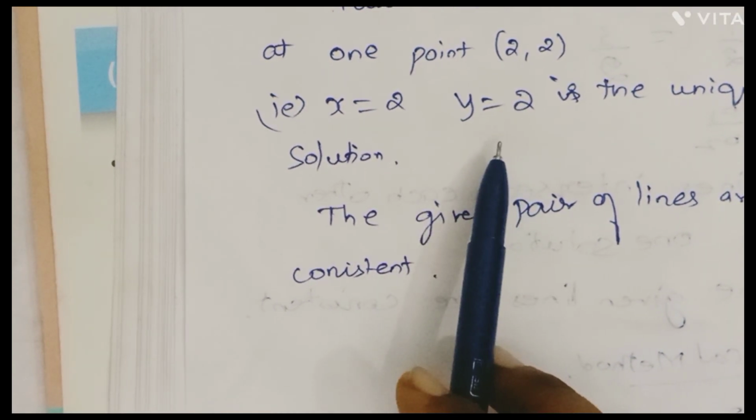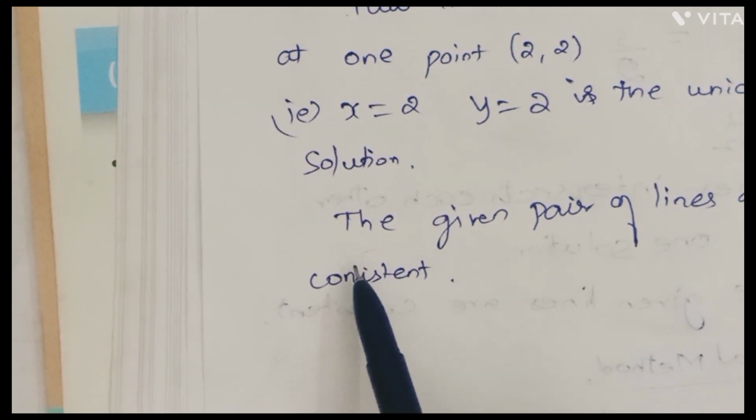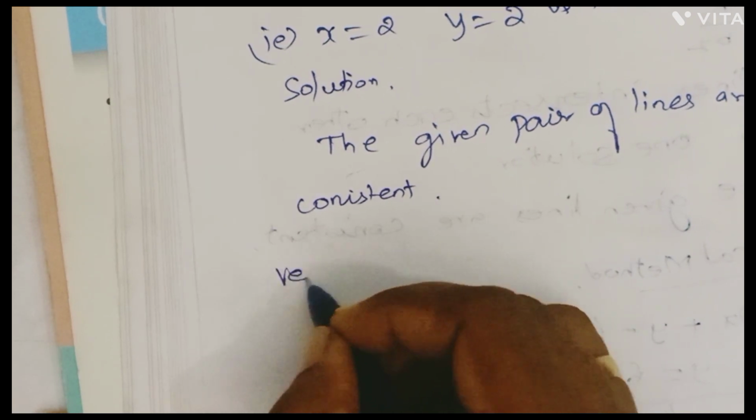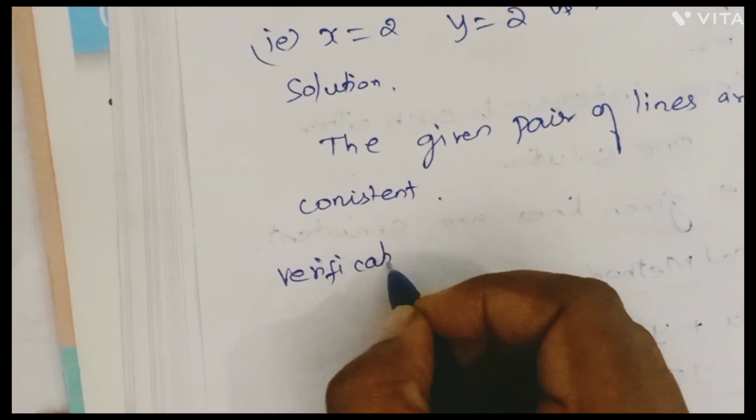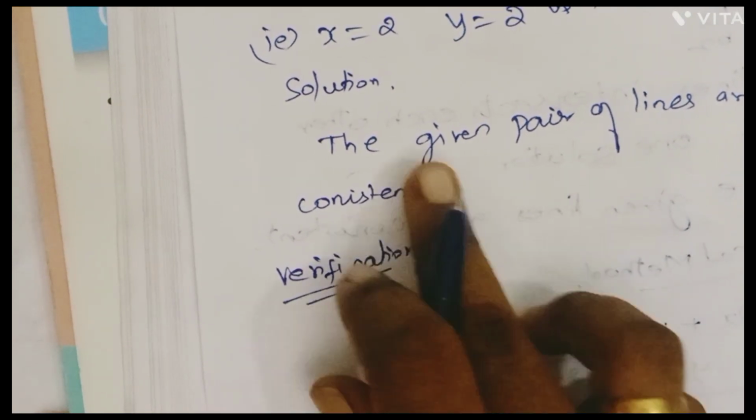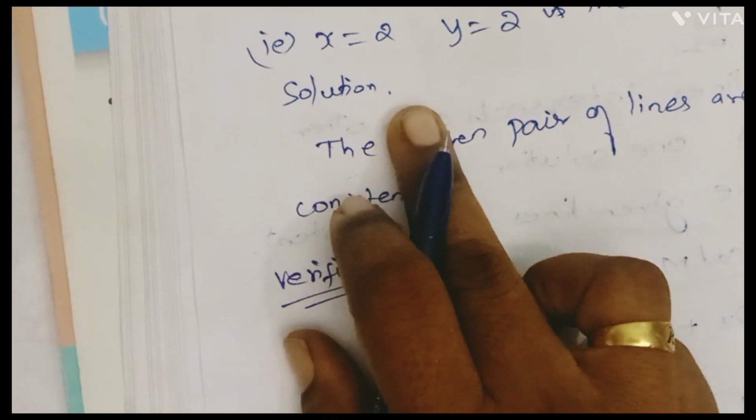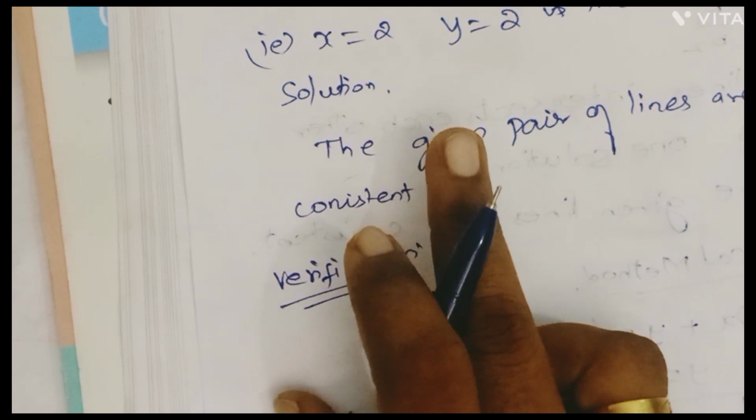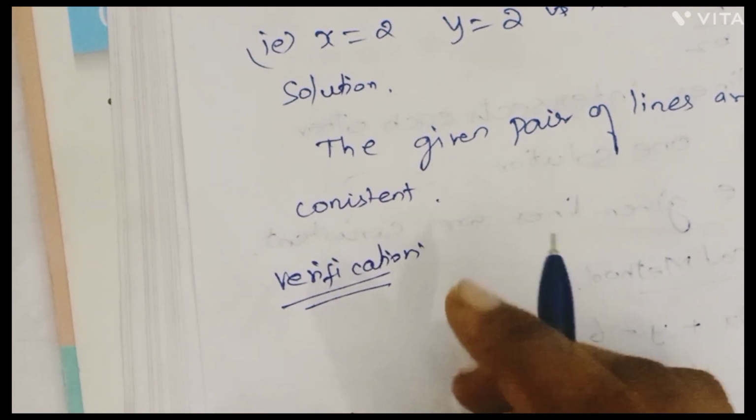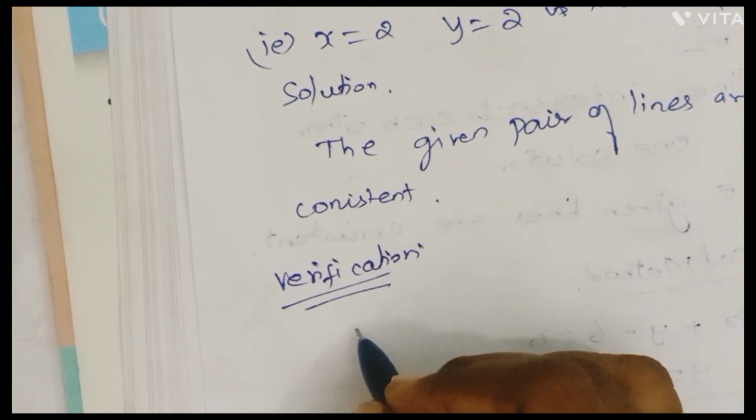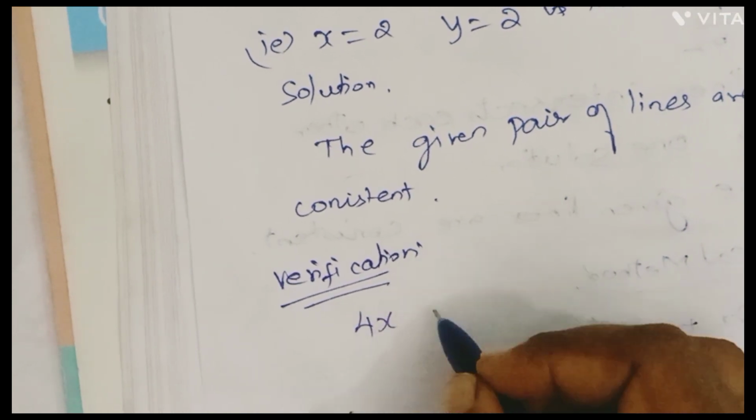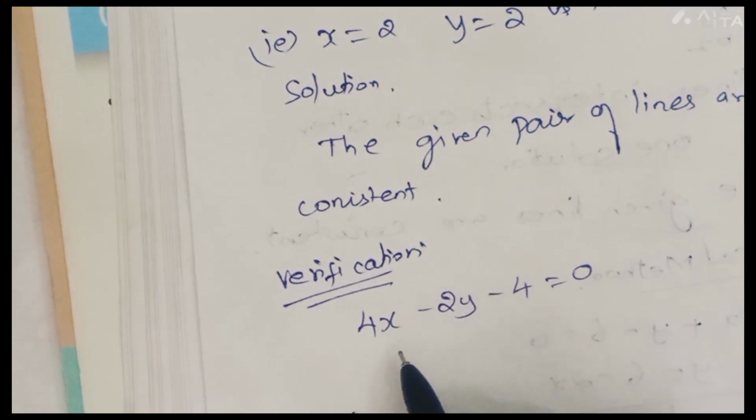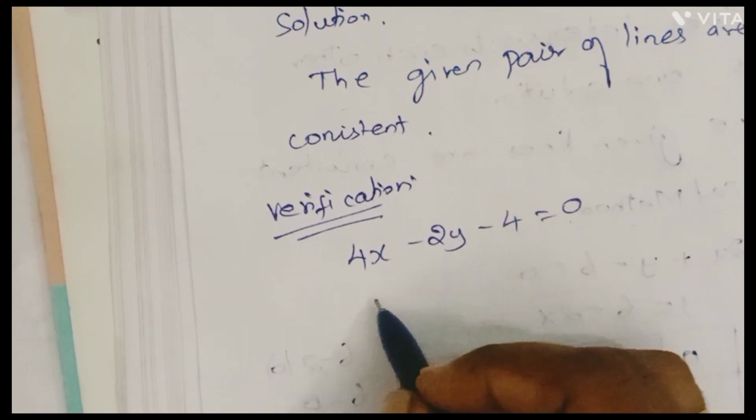If you have any doubt whether your answer is correct or not, x equal to 2, y is equal to 2, substitute it in our given question and we will get the right hand side. For example, I am giving verification for the second equation. Because I'm getting a unique solution, let us do a verification to check whether our answer is correct. So the second line is 4x minus 2y minus 4 is equal to 0. Just substitute x equal to 2, y is equal to 2.